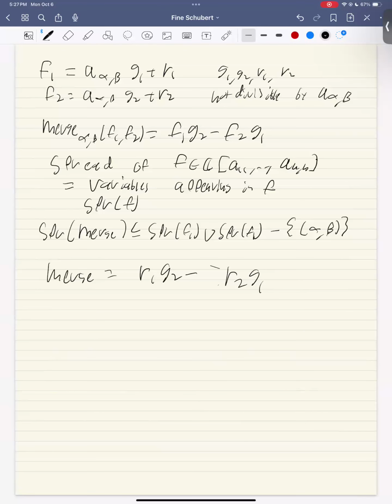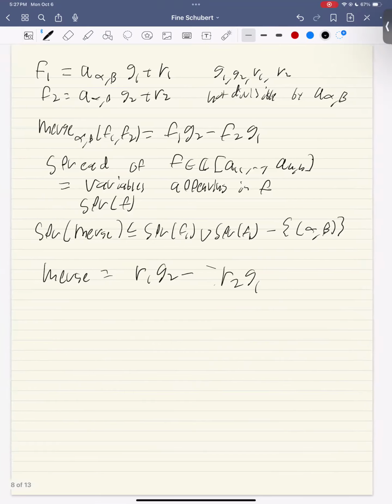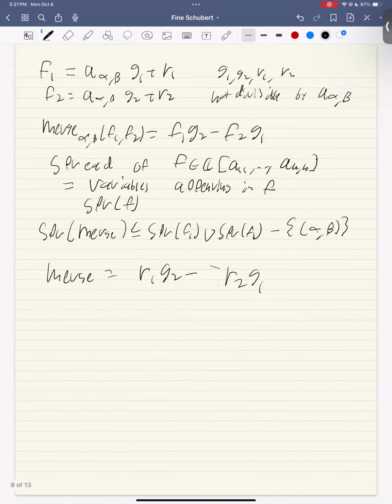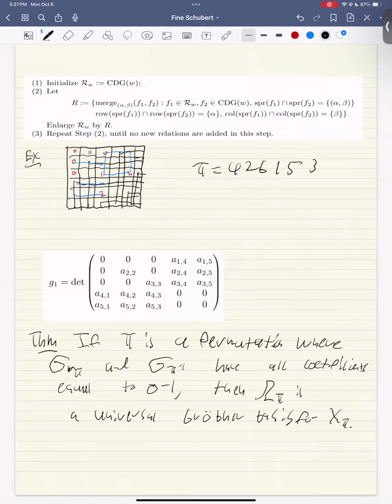Okay. I'm not so sure, maybe I'm just confused about the notation. But okay, I'll go with that. Thanks. The point is you have some variable in common and you eliminate it by taking an appropriate polynomial combination.